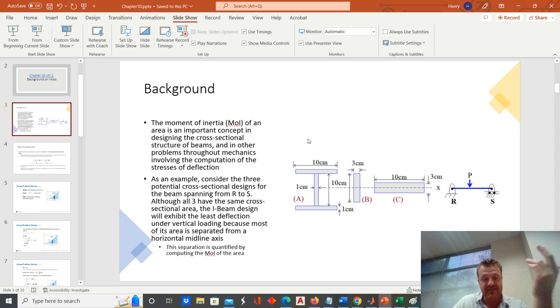And what we're going to talk about in this chapter is that the moment of inertia is actually a metric that will be large for areas that are spread away from a midline. The reason is that it's actually computing the second moment of an area about an axis. So long story short, when we go to the next slide and formally define moment of inertia, just know that it's a property that tends to correlate with how less a beam will deflect for a given loading.